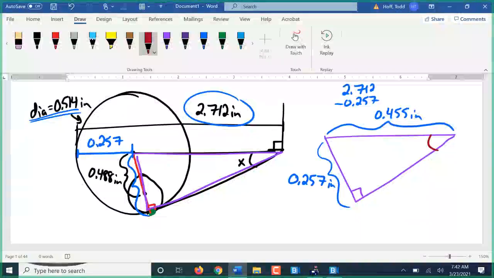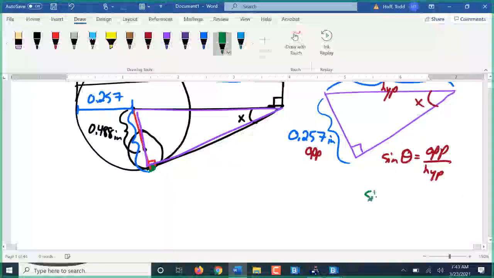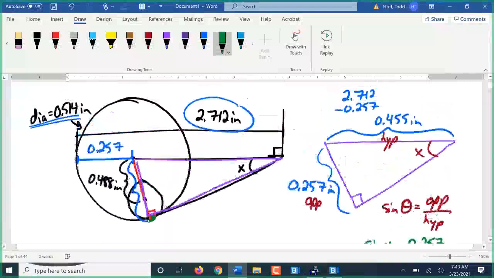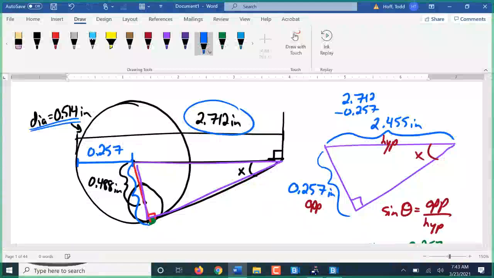We have two sides of a right triangle, so we can find a missing angle. According to this angle, if that's X, this would be the opposite side, and this is the hypotenuse. Opposite and hypotenuse just makes the sine. Sine of an angle is opposite over hypotenuse. So we'll fill in the information we have. We're looking for the angle, so it's sine of X. Opposite side is 0.257. And the hypotenuse is 2.45, not 0.45, sorry. 2.455.